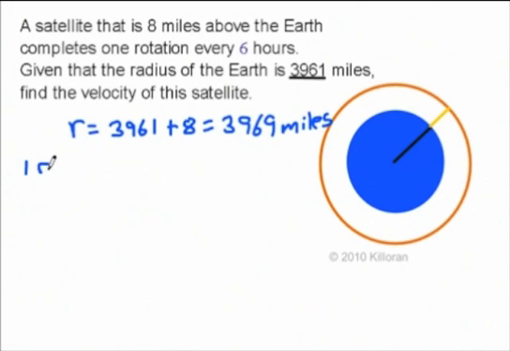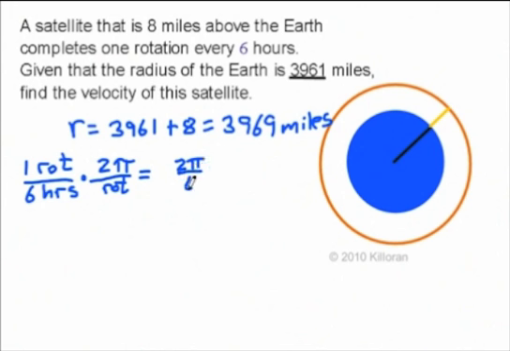So that's one rotation divided by 6 hours. And we need to convert this into radians. Every rotation is going to be 2 pi radians. So we're going to multiply this by 2 pi per rotation, that way the rotations cancel out. So we're going to get 2 pi over 6 every single hour, radians per hour. This reduces, of course, to pi over 3 per hour.